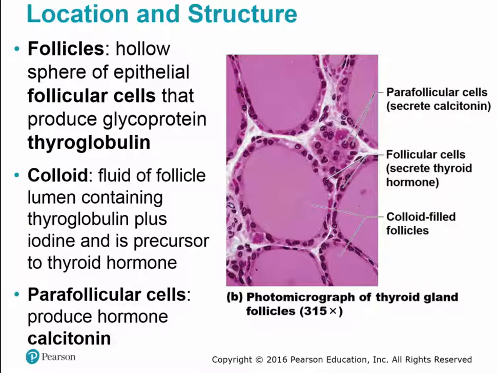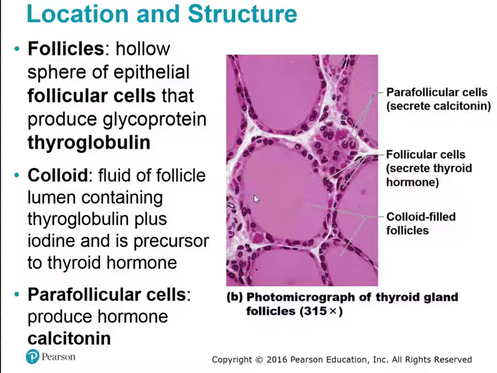Okay, so looking at the tissue of the thyroid gland, we have two different types of cells because the thyroid is going to create two different types of hormones, calcitonin and thyroid hormone. So looking at the tissue, we have follicles. These are hollow spheres made up of follicular cells, or follicle cells. Within these follicles and follicular cells, we have a glycoprotein called thyroglobulin.